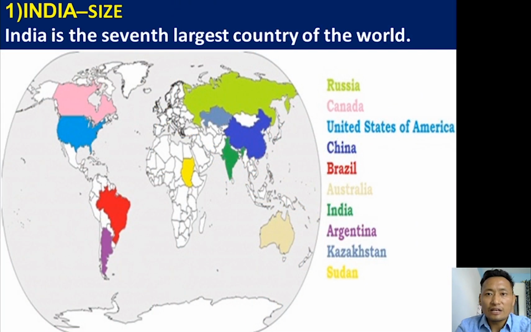India is the seventh largest country of the world. In the world we have more than 200 countries. Among these 200 countries, India ranks seventh in terms of area. The largest country in the world is Russia, then Canada, USA, China, Brazil, Australia, and India. So India is the seventh largest country in the world.